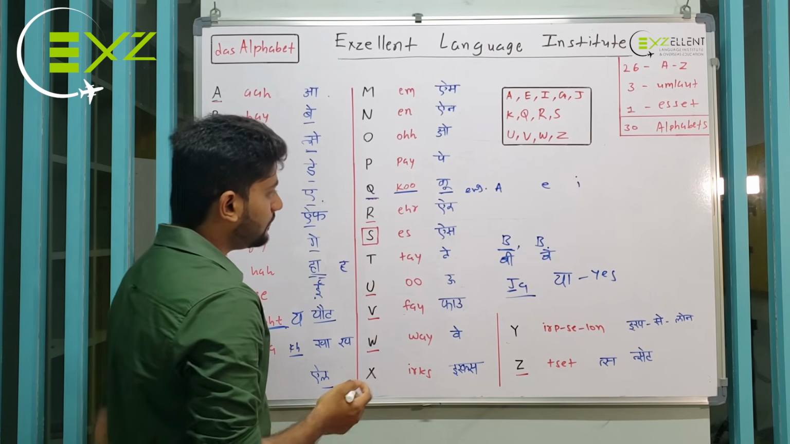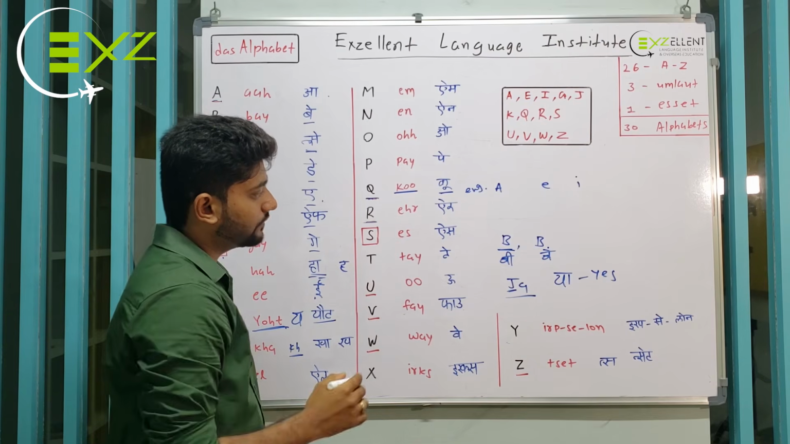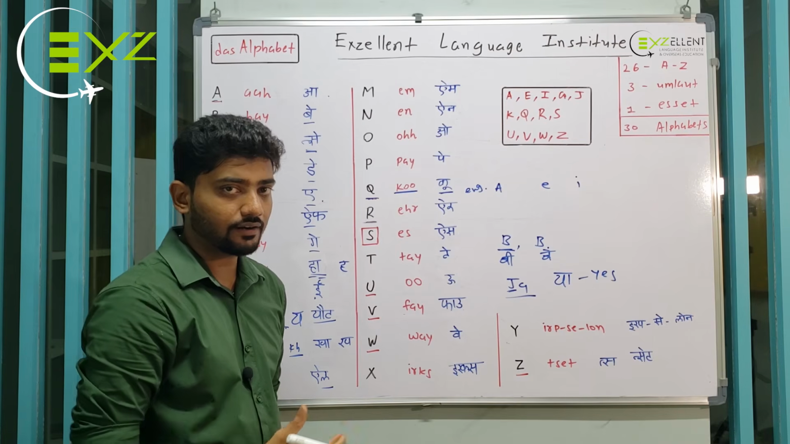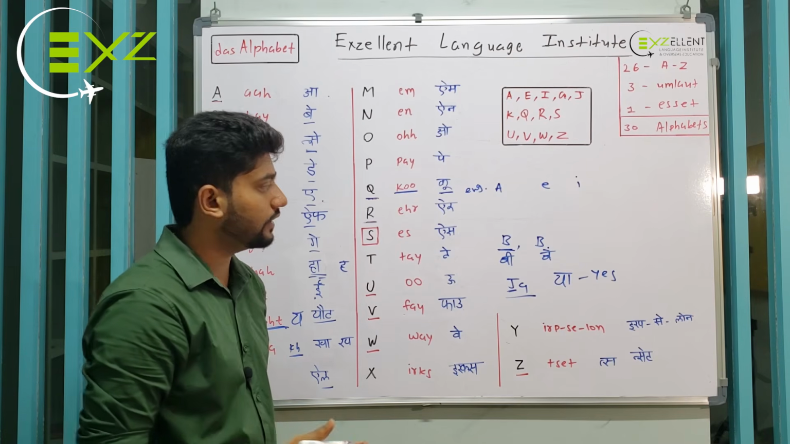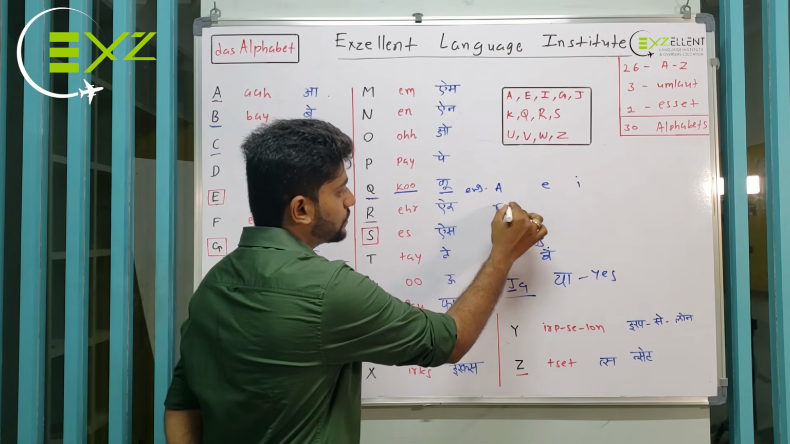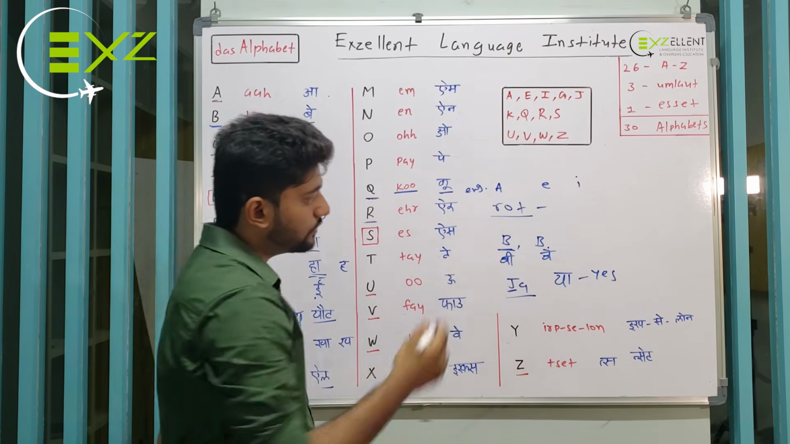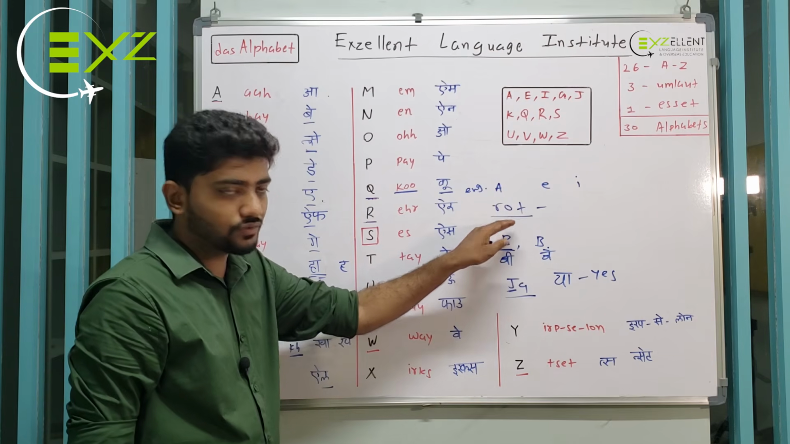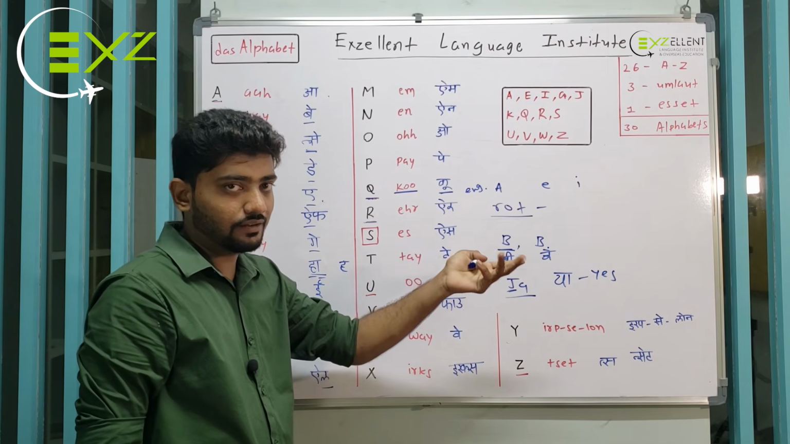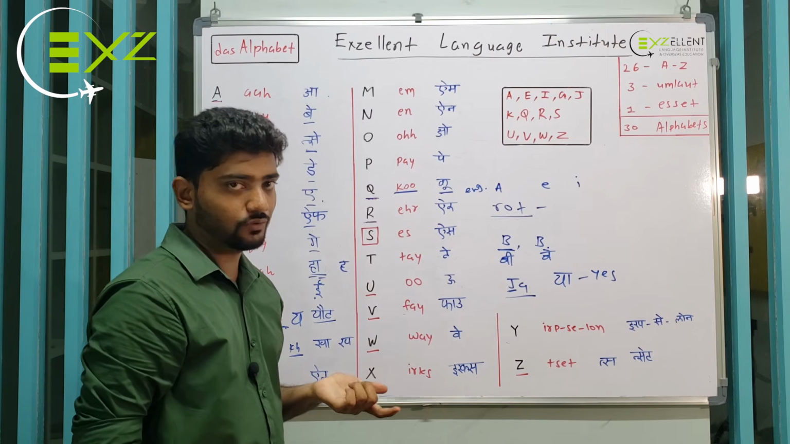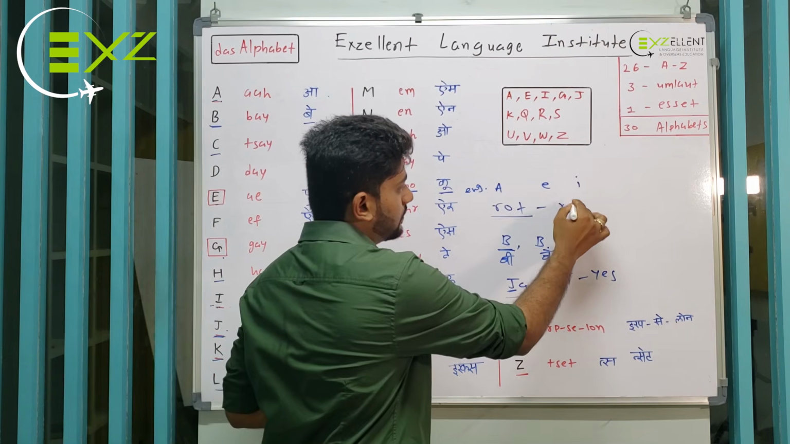Now let's talk about R. It is R in German language. For example, if you want to say rot, the exact pronunciation in English would be rot, right? But in German it will be rot. It will be from the throat, and it means red.